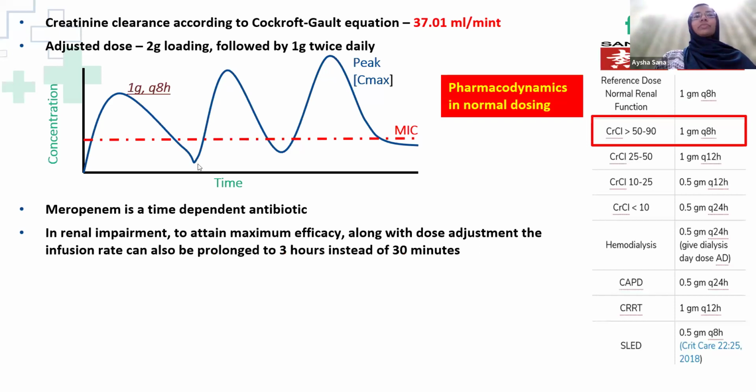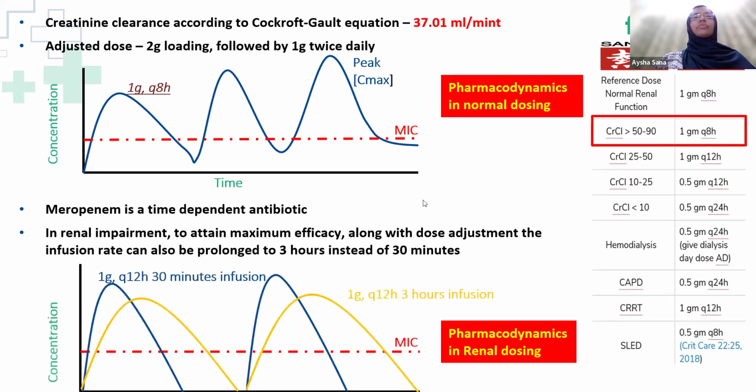But if you adjust the dose to 1 gram twice daily, you'll miss the second peak, and hence the concentration will be below the MIC. So meropenem is a time-dependent antibiotic. That is, for increased efficacy, the meropenem concentration must be above the MIC for most of the time of administration. So in patients with renal impairment, to attain maximum efficacy along with dose adjustment, the infusion time can also be prolonged to 3 hours instead of 30 minutes.